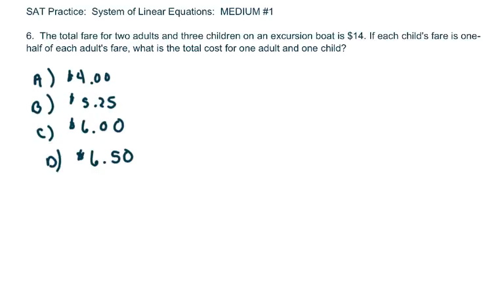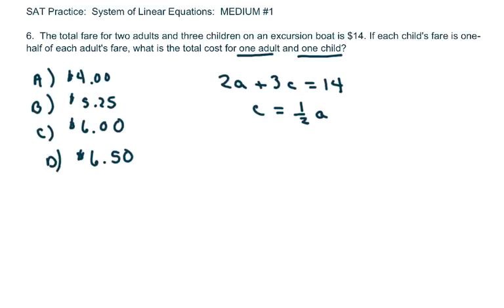We have 2 adults and 3 children on an excursion boat is $14, and each child's fare is 1/2 of the adults' fare. So what's the total cost for 1 adult and 1 child? So we need to get the adult ticket and the child and add it up. So basically what you want to do is set it up. We have 2 adults plus 3 children is $14. And each child is 1/2 of A.